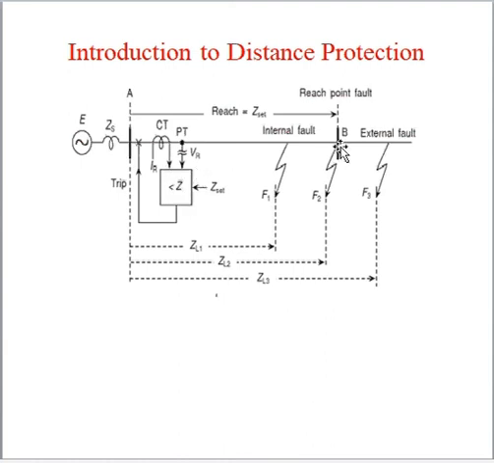Okay, if the fault is after B, it is taken as an external fault. If the fault is at point B, that is the reach point fault. This Z set by this relay is the reach, the impedance from here to here. If the impedance is less than that, that is, if a fault happens and the impedance is only from here to here, which is less than this total impedance, then that relay will operate. If it is here, then the relay is at threshold.